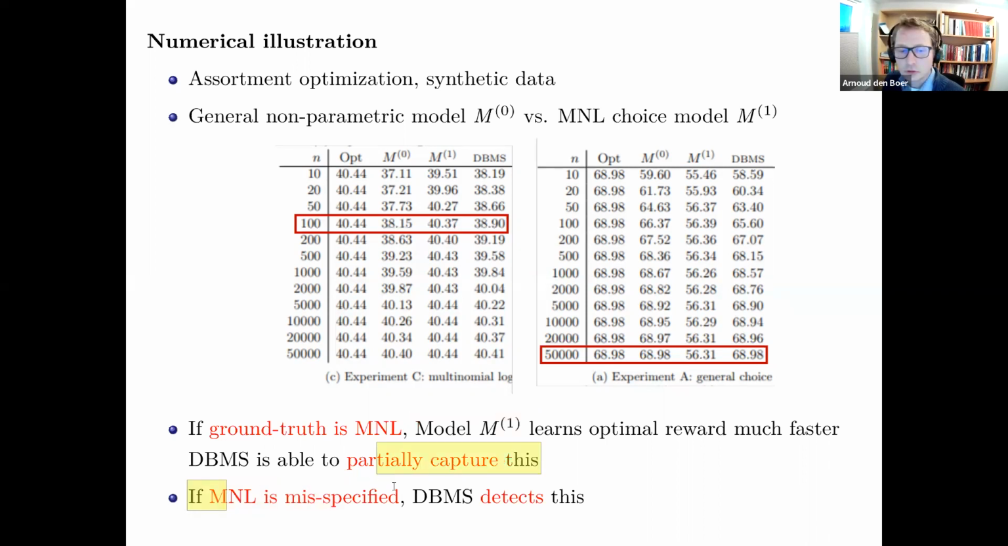Now, the MNL model, M1, can also be misspecified, like you see in the table on the right. Then here the optimal assortment gives 68.98 money. But you see that with the MNL model, the revenue converges to something else. And the rule that we proposed, the decision-based model selection rule, detects this and also converges to the optimal revenue. Especially for small data sets, sometimes it will select the MNL model, but later on it will not do that anymore.